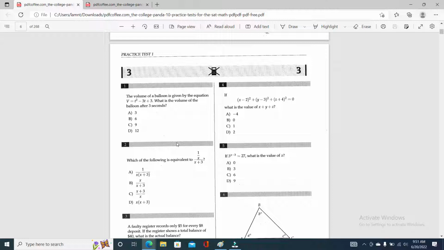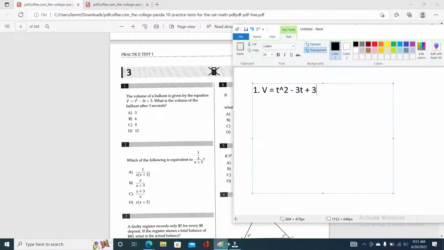The volume of a balloon is given by the equation V equals t squared minus 3t plus 3. What's the volume of the balloon after 3 seconds? For this question, we have a function V, and we call it V of t because the variable is t. So we can just substitute t with 3, everywhere there's a t, because we're asked for the volume after 3 seconds, which means t equals 3.